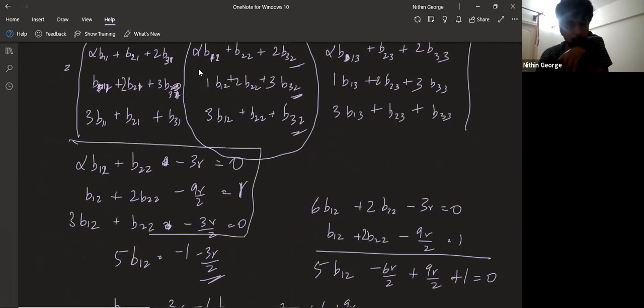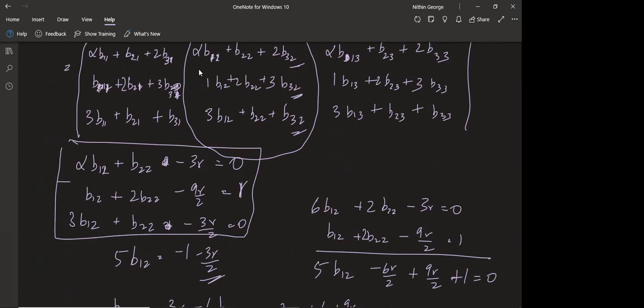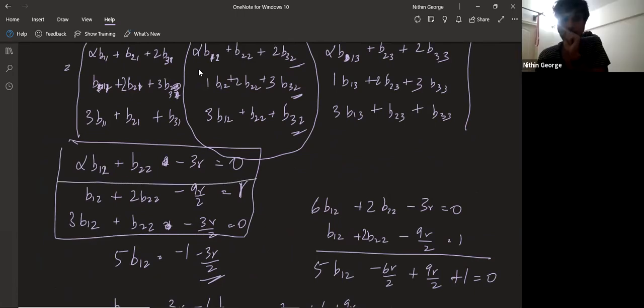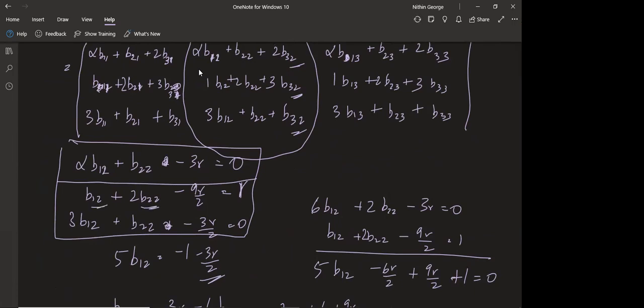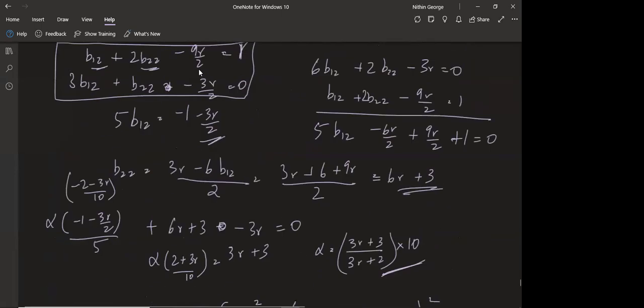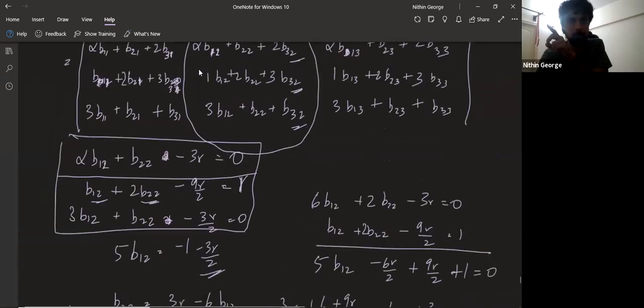So here I'll be trying to figure out what alpha is. For that, I'll use the bottom two equations. Okay, there is no alpha in the bottom two equations. I can find B12 and B22. Okay, so let's do that right now. Okay, B12.